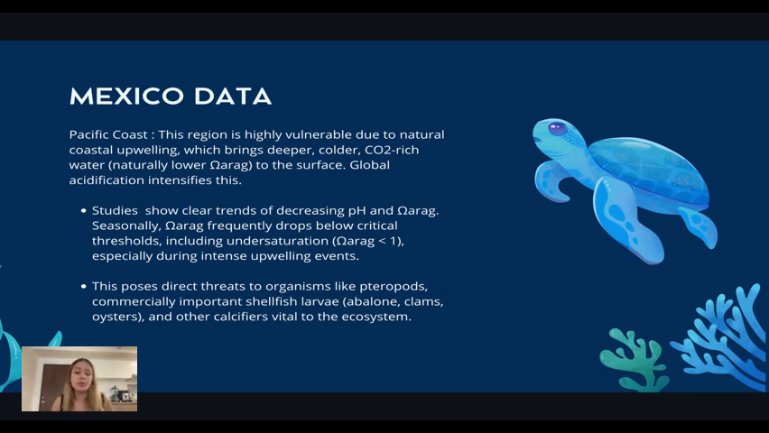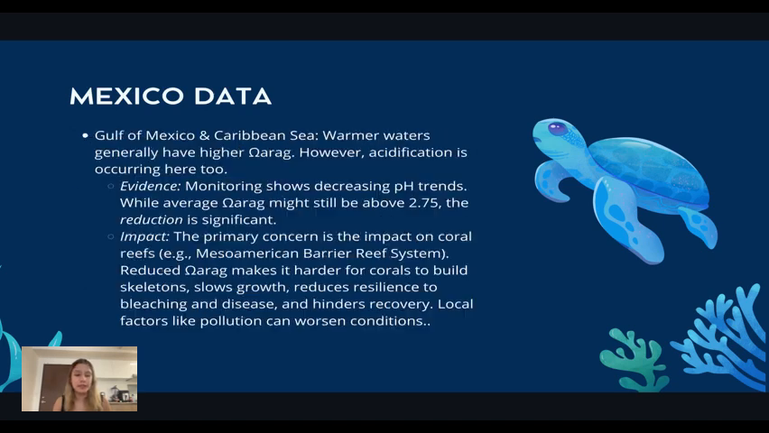This region is highly vulnerable to the natural coastal upwelling, which brings deeper, colder, CO2-rich water to the surface, and global acidification intensifies this. Studies clearly show trends of decreasing pH seasonally, when this measure drops below the critical threshold during intense upwelling events. This is a direct threat to organisms like pteropods or important shellfish larvae like abalone, clams, and oysters, and other calcifiers vital to the ecosystem.